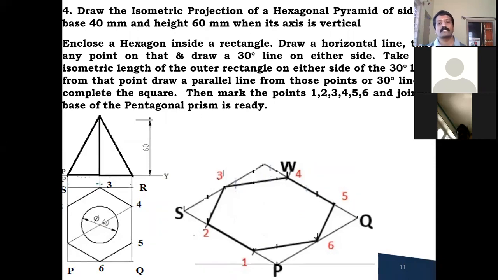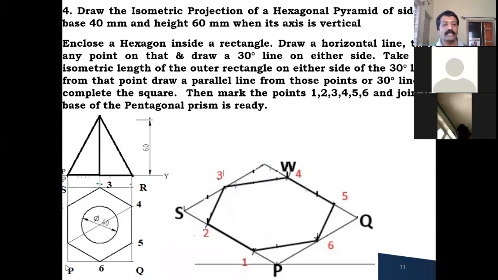Now let me start the isometric projection of the hexagon pyramid. First I'll draw a horizontal projector line like this, and I identify any one of the points. I'll be calling that point P. Now I'll draw the 30-degree line on either side of this point like this. After drawing these 30-degree lines, I'll measure the P to Q distance and convert that into isometric scale. From P, I'll cut this right side 30-degree line. Okay, and I'll call that point Q.